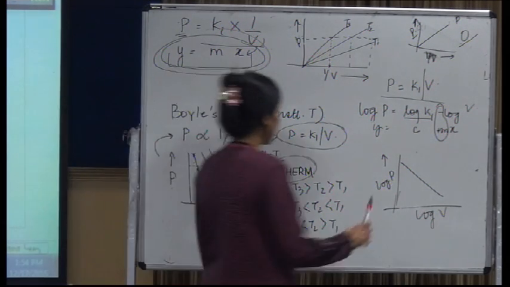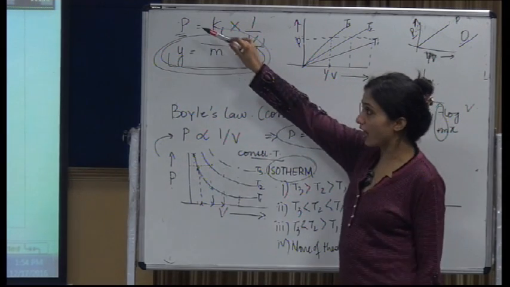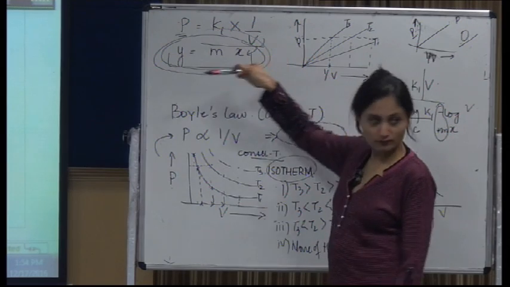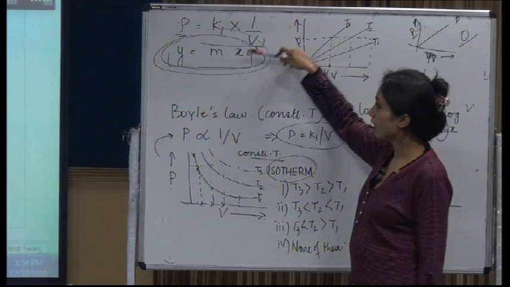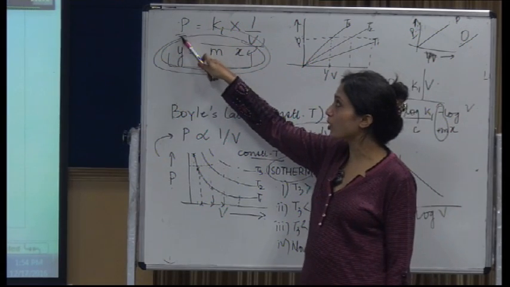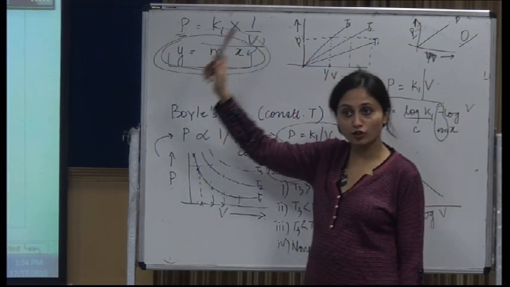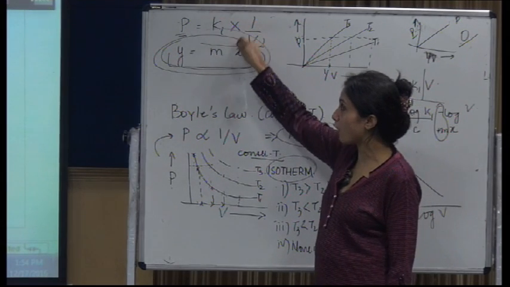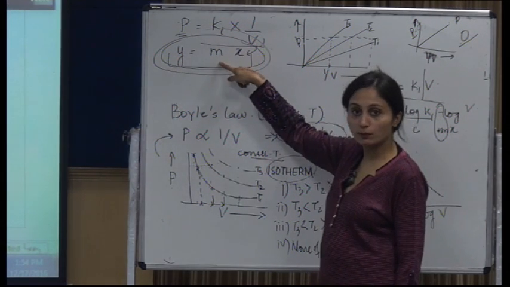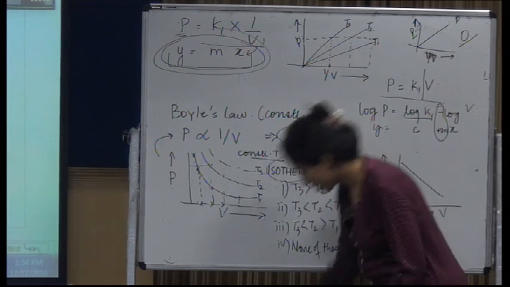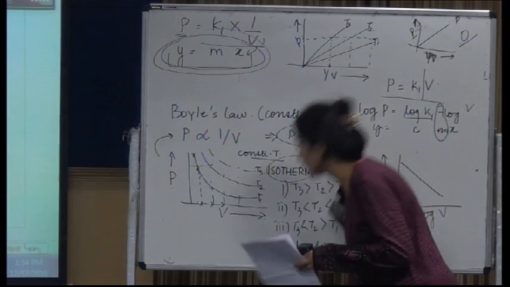Alright, then in another case, you can have a graph between P versus 1 by V. This graph will be a straight line passing through the origin. This is y is equal to mx plus c. In this case your proportionality constant will be obtained from the slope, and it is nothing but a straight line passing through the origin. So in this case again you can have different isotherms.